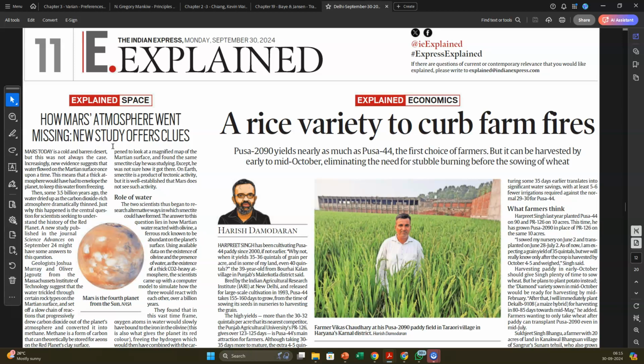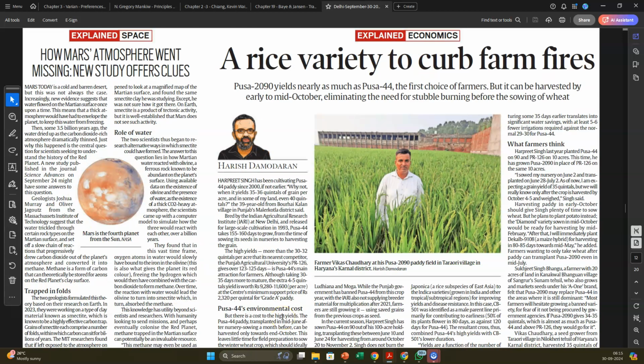Now it takes around 155 to 160 days to grow, as compared to another variety, PR 126, developed by Punjab Agriculture University, which takes only 123 to 125 days. But at the same time, the Punjab variety is only going to give you around 32 quintals of rice per acre, but the Pusa is going to give you around 35 to even 40 quintals of rice per acre.